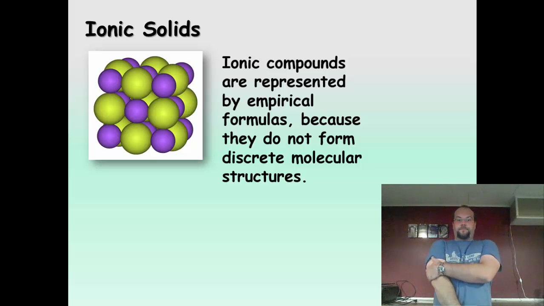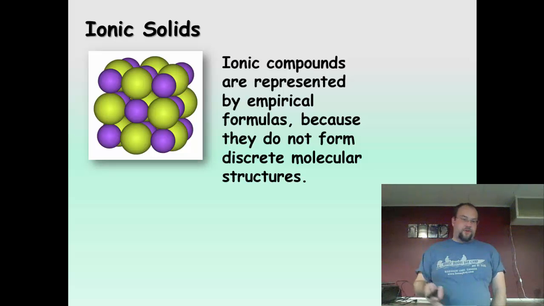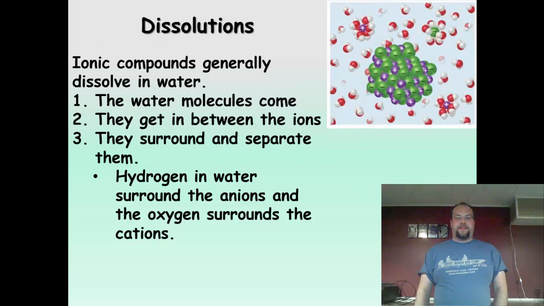Okay. So, like I said, we represent it in an empirical formula, the small simplified version, because we can't really do a discrete formula, right? Let's say, NaCl. It's just a ratio. It's a 1-to-1 ratio, and that's why we say it's like that.